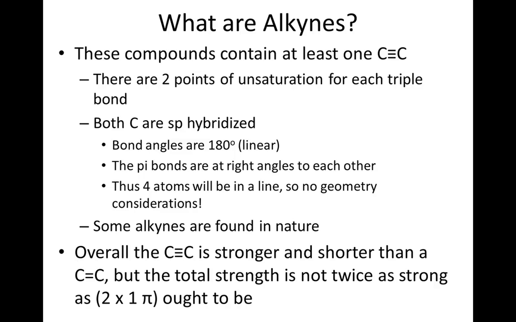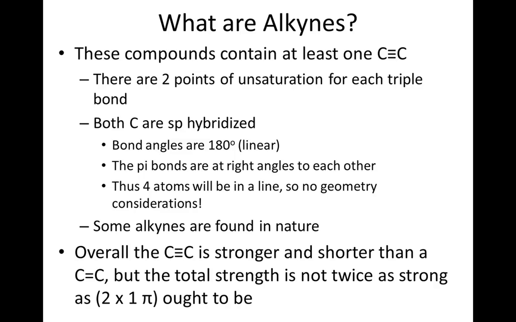When we say the word alkyne, what we mean are compounds that contain at least one carbon-carbon triple bond. And remember that there are 2 points of unsaturation for every triple bond. Both of the carbons are sp hybridized, which means that there are going to be 4 atoms in a line because the bond angles around sp hybridized atoms are 180 degrees. It's linear, and the 2 pi bonds that are in the triple bond are at right angles to each other. So anywhere you have these features in the molecule, you'll have those 4 atoms in a line, and since they're linear, then you don't have to worry about cis or trans geometry or E or Z or any of that stuff.